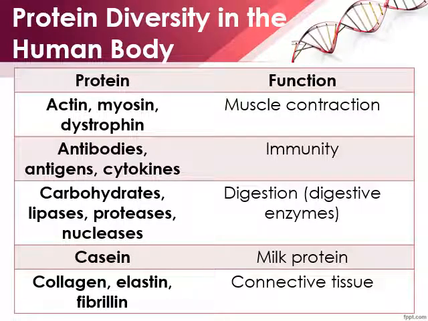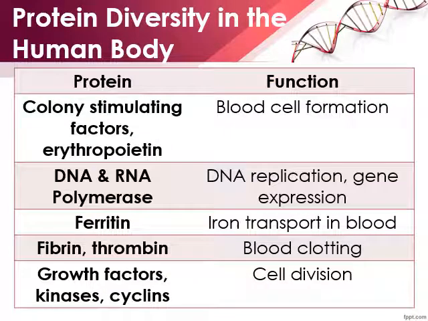Protein diversity in the human body. These are different proteins. Please, everyone, take note of all the tables. First, we have actin, myosin, and dystrophin for muscle contraction; antibodies, antigens, and cytokines for immunity; carbohydrases, lipases, proteases, and nucleases for digestion. They are the digestive enzymes. Casein is a milk protein, and collagen, elastin, and fibrillin are for connective tissue.